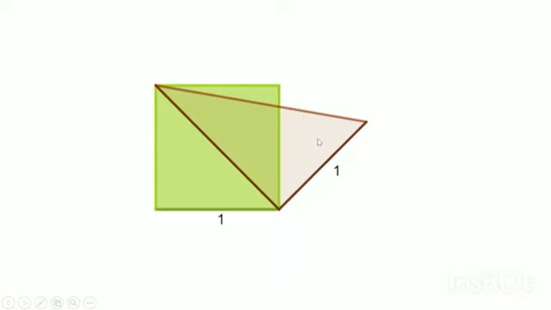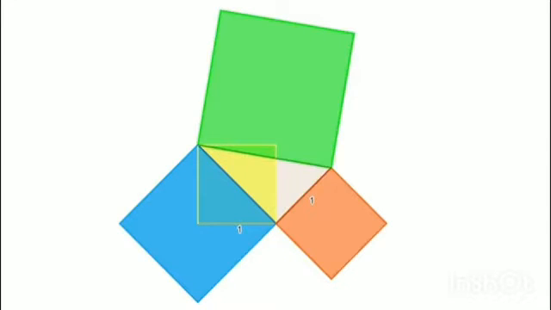Let us draw squares on all its sides. Draw a square of side 1 unit. Draw its diagonal. Draw a perpendicular of 1 unit at one of its ends. Now join these two to get the right triangle. We have to find the length of the hypotenuse, or this length. For that, let us draw squares on all its sides like this.